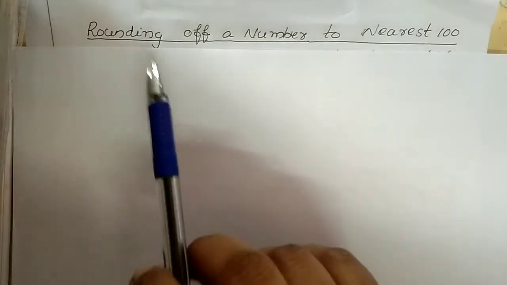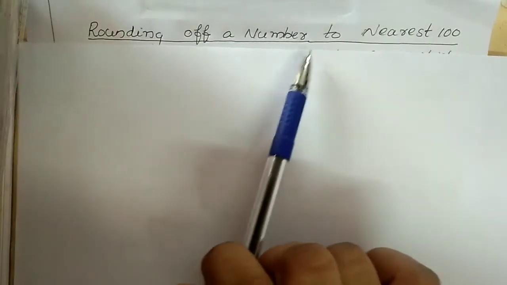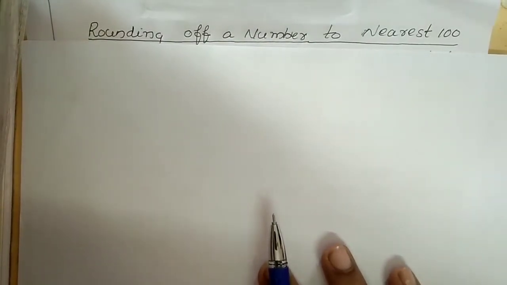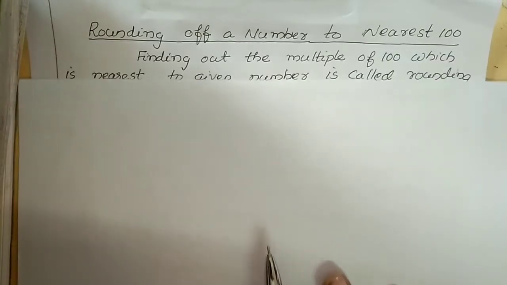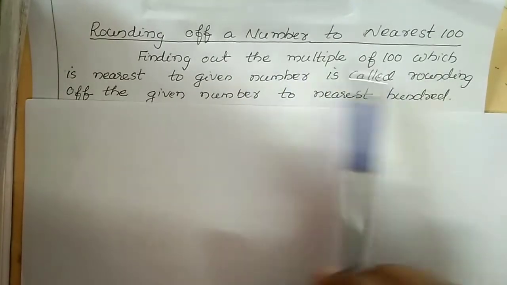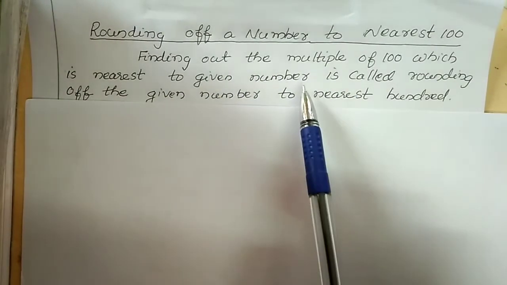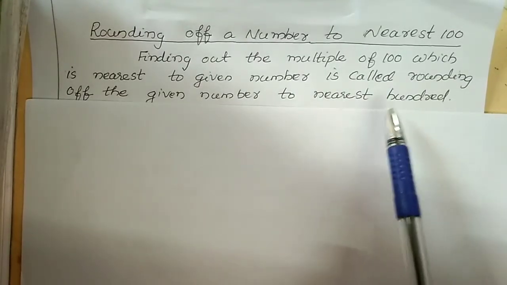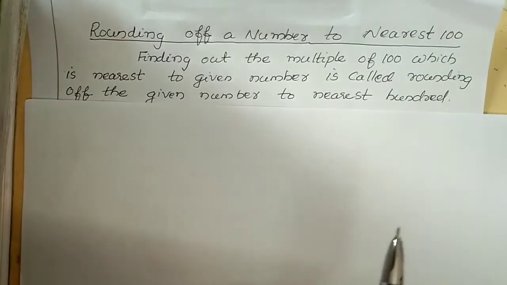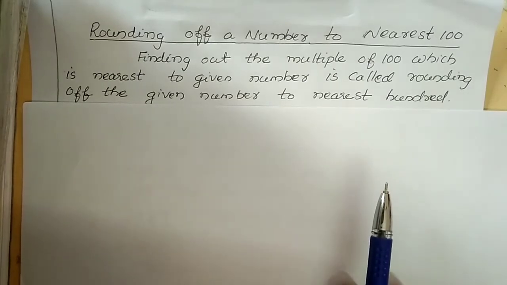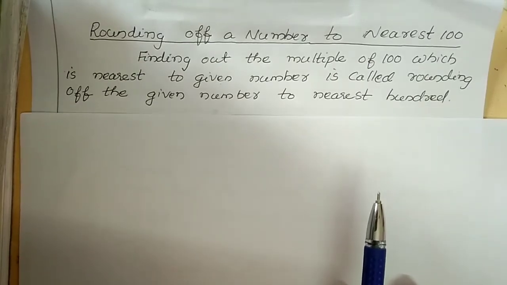Today we are discussing rounding of a number to nearest 100. You already know rounding to nearest 10. Finding out the multiple of 100 which is nearest to the given number is called rounding of the given number to nearest 100. That is the meaning of rounding to nearest 100, which is the nearest hundreds multiple of that number, same as rounding to nearest 10.